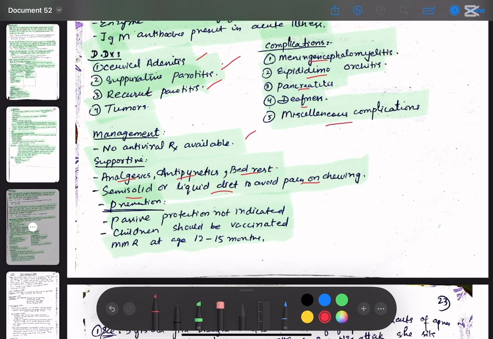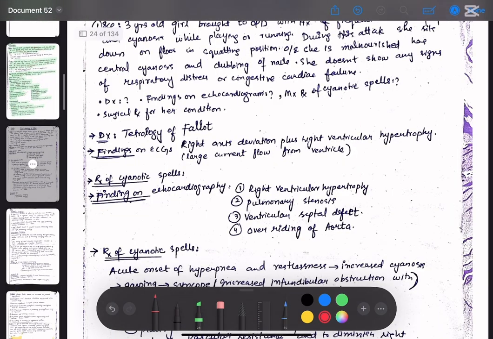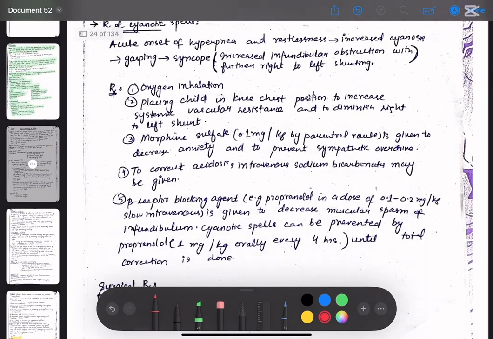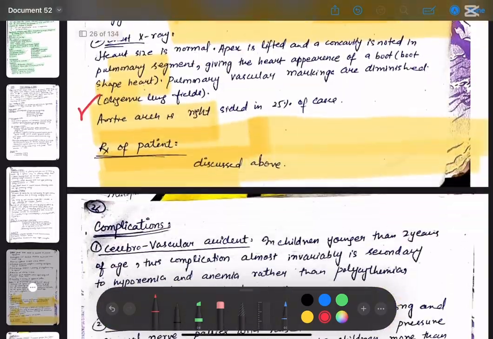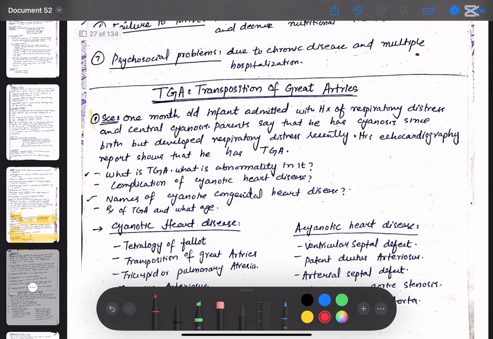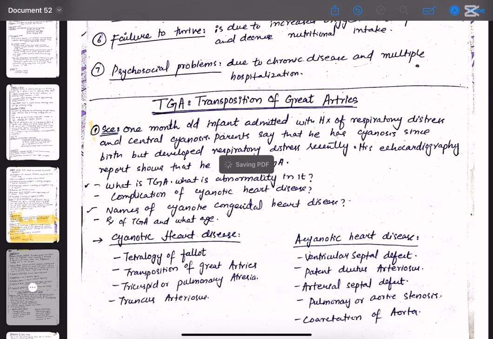In the next section, we will discuss the serious diseases, and the important ones are tetralogy of Fallot and transposition of great arteries. We will discuss these topics in the next part.